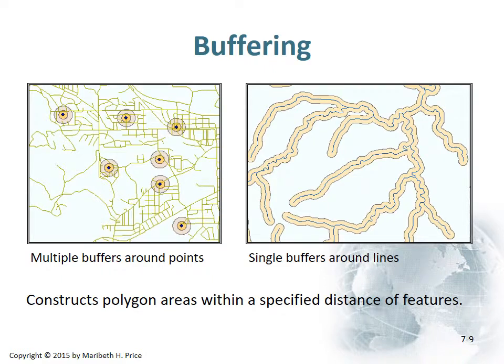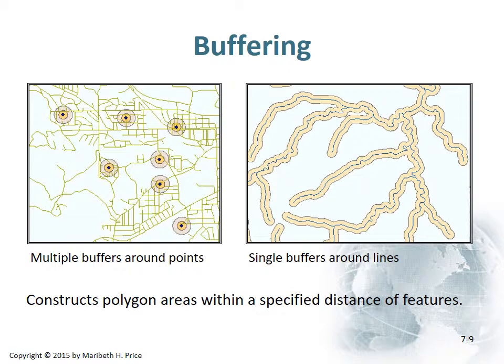Buffering is something you should have done before now, but essentially we can buffer points, lines, and polygons. You set a distance, and it's going to create polygons around whatever you specify. For point locations, it's going to create, by default, circles around it. In an example here, we have two different polygon buffers created around points. On the right is a single buffer around a linear network, probably a stream network.